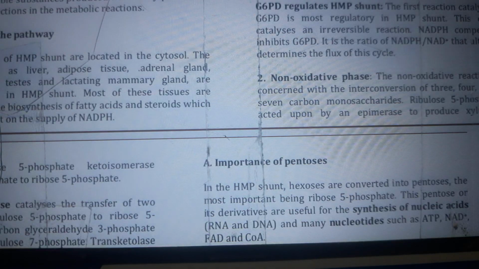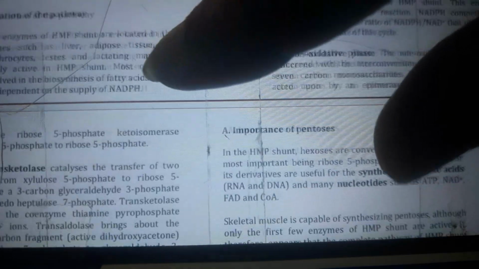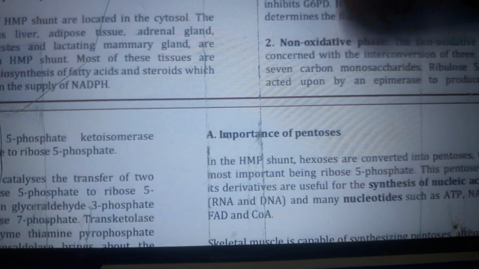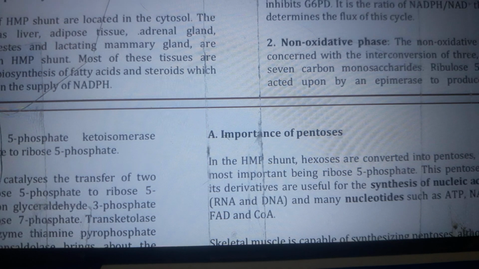G6PD regulates HMP shunt. The first reaction catalyzed by G6PD is the most regulatory in HMP shunt. This enzyme catalyzes an irreversible reaction. NADPH competitively inhibits G6PD. It is the ratio of NADPH to NADP+ that ultimately determines the flux of this cycle. Non-oxidative phase. The non-oxidative reactions are concerned with the interconversion of 3, 4, 5, 6 and 7 carbon monosaccharides.